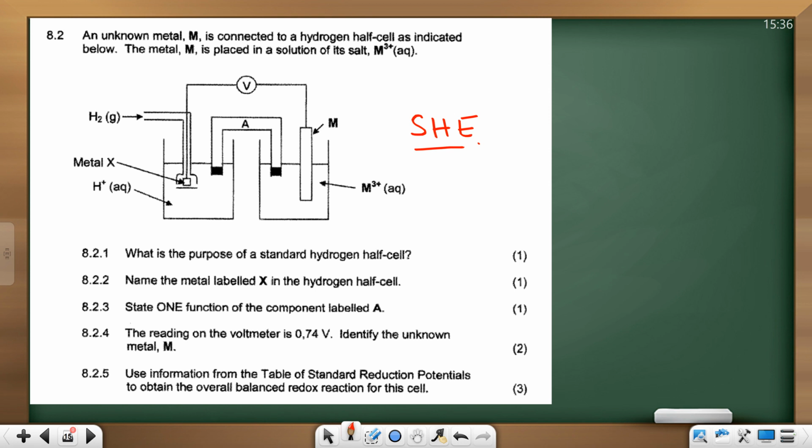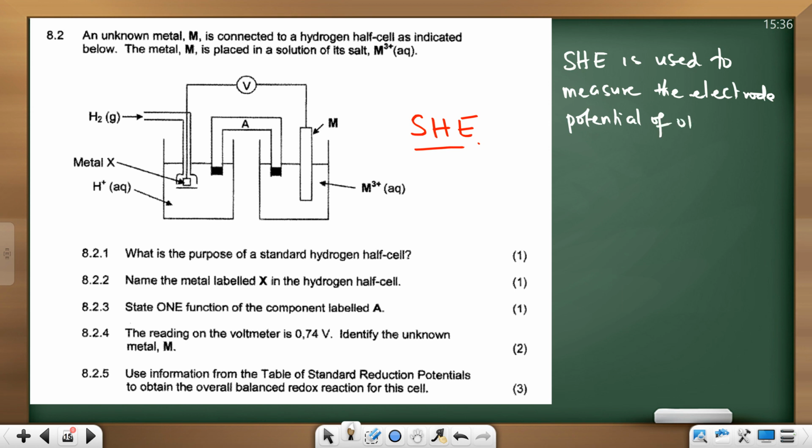All right, an unknown metal M is connected to a hydrogen half cell. Now, the question is, what is the purpose of the standard hydrogen electrode? What does it do? It is used to measure the electrode potential of all the species.